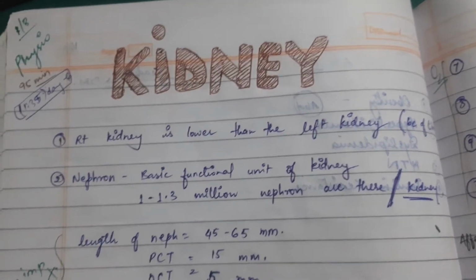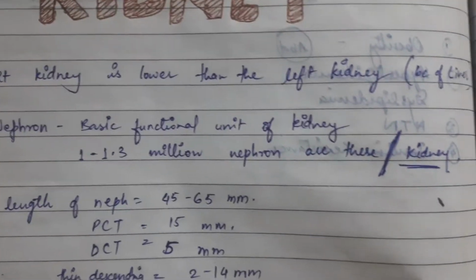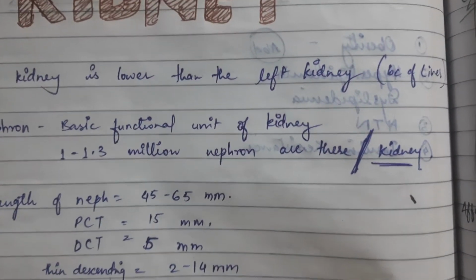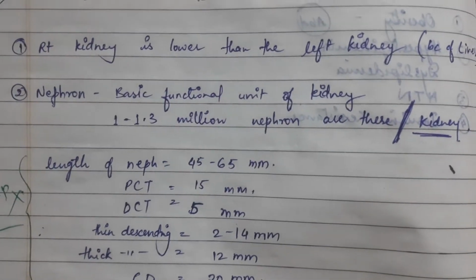Hi. So let's start with kidney physiology. Okay. New topic. Right kidney is lower than the left kidney because of the liver. Okay. Because the liver is present on the right side.